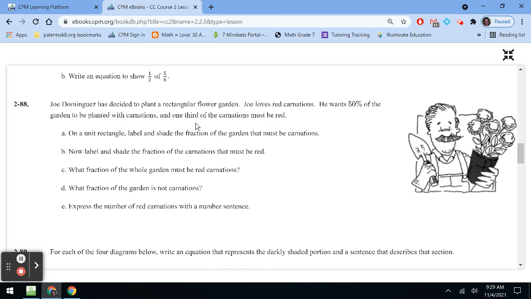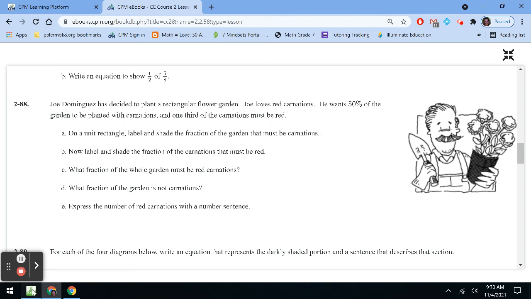Now the key part of this is we have the word fraction. But we aren't given a fraction to begin with. Instead, we have 50%. So we have to convert our percentage into a fraction. So if I have 50%, 50% is equivalent to 1/2.